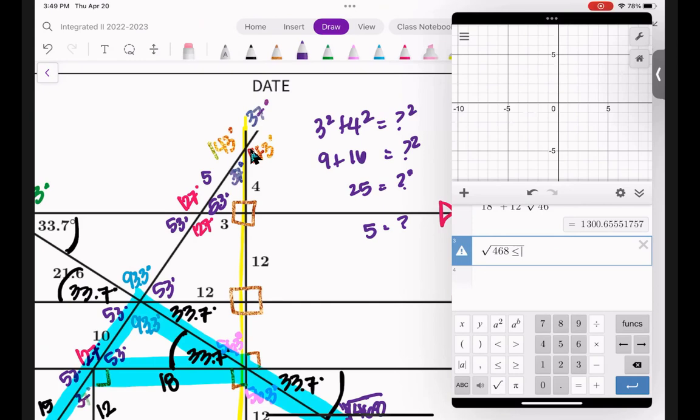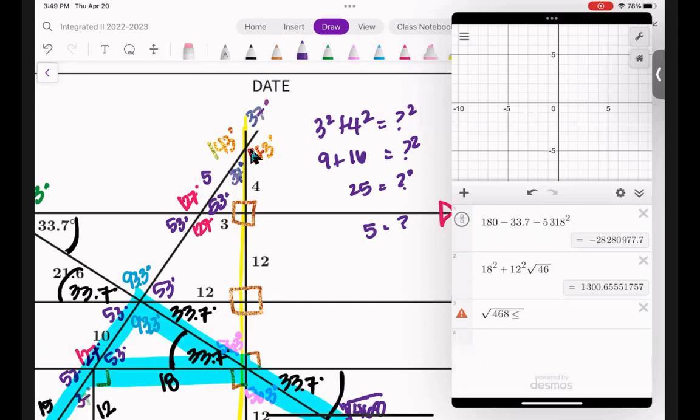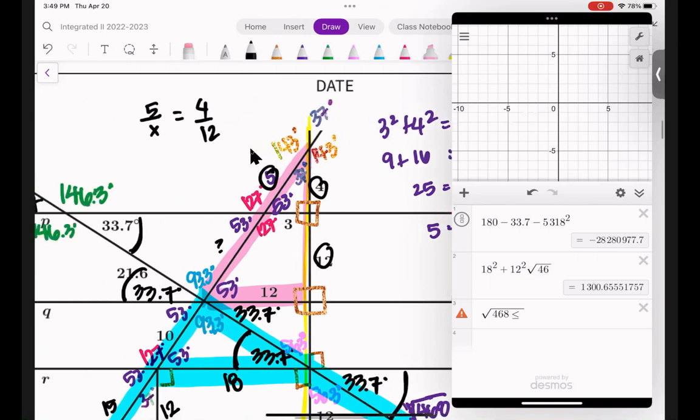And now you can also figure out this side here because of this triangle here, right? That one's going to look like 5 over, I don't know, equals 4 over 12. So we can cross multiply. We get 60 equals 4x. That means x is equal to 15. So this right here is 15.